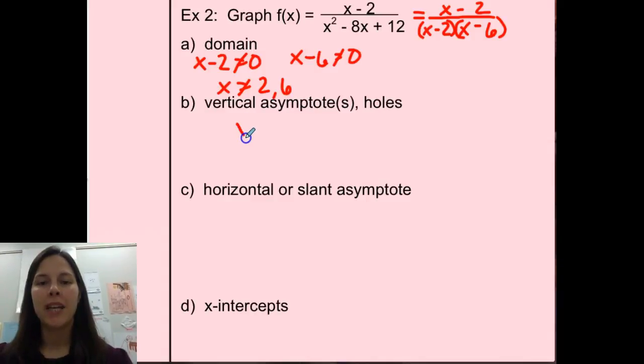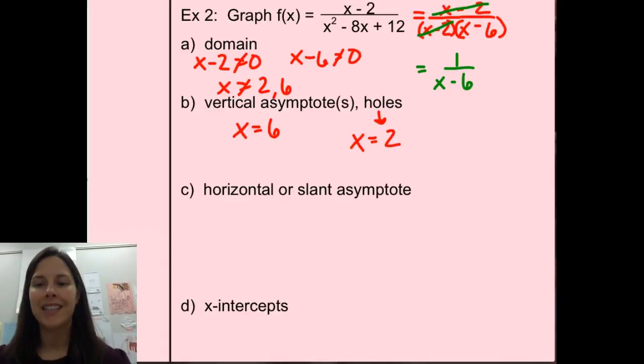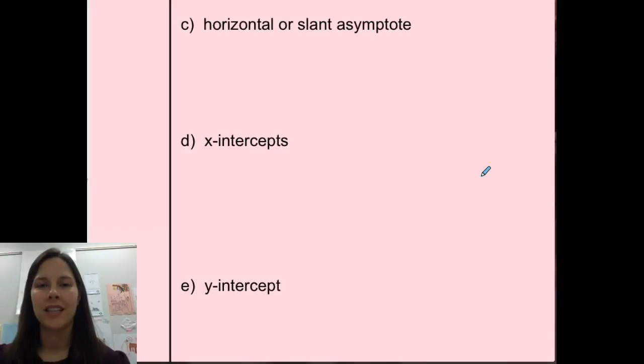Vertical asymptote would be x equals 6 because that x minus 2 factor cancels with the x minus 2 in the numerator, leaving us with a simplified version of our function of 1 over x minus 6. X equals 2 would be a hole, not an asymptote.